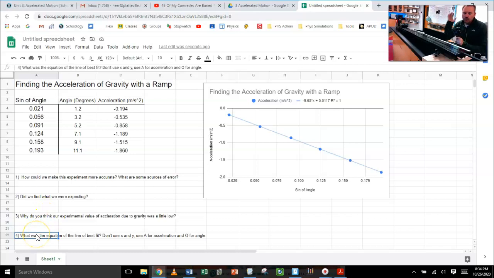And then lastly, what was the equation for the line of best fit? And I don't want you to use x and y because this turns out to be x and y, and we know that we can screw that up when we start putting things in there. I want you to use a for acceleration, and I want you to use the letter O. I have used theta because typically we use Greek letters for that, but I didn't know if a lot of you knew how to find theta and type it in. Bonus points if you can put theta in your answer, but just use the capital O for your angle.